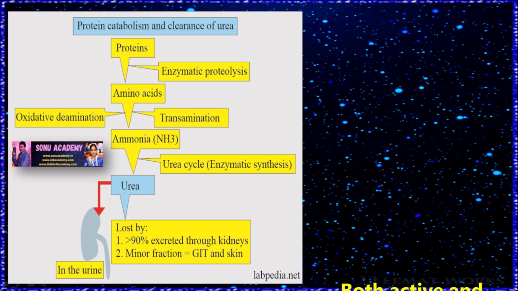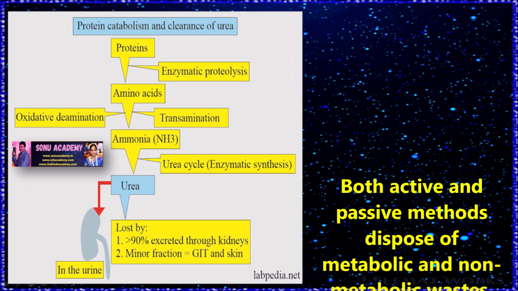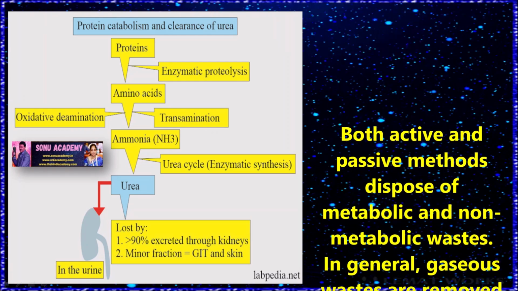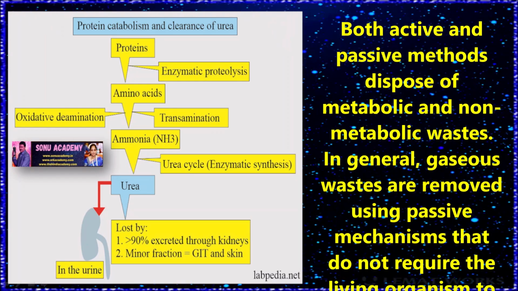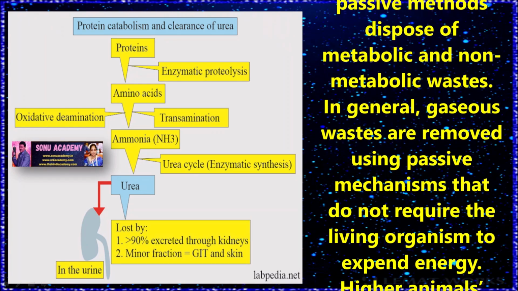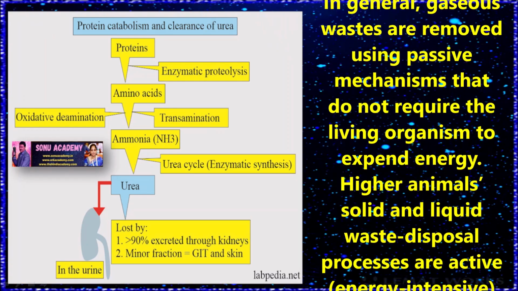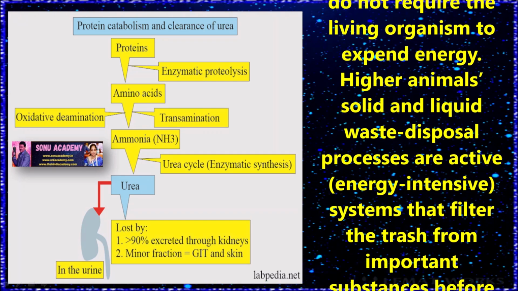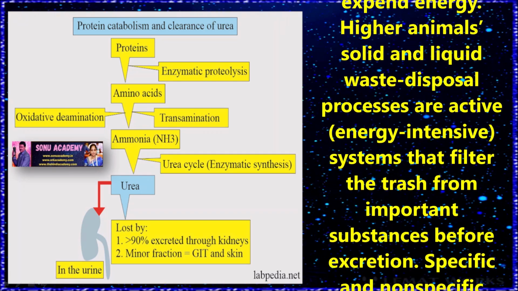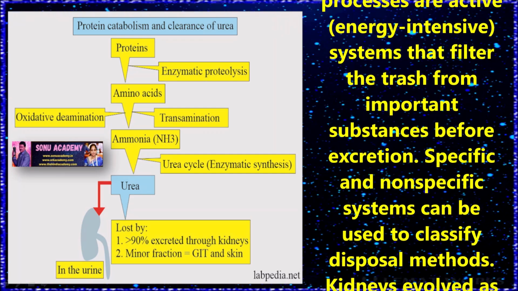Children, now we come to the conclusion of urea. Both active and passive methods dispose of metabolic and non-metabolic wastes. In general, gaseous wastes are removed using passive mechanisms that do not require the living organism to expend energy. Higher animals' solid and liquid wastes are handled by an active system that filters the waste from important substances before excretion.